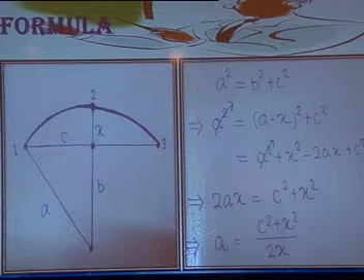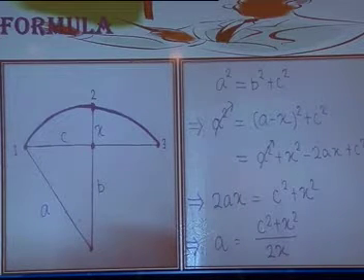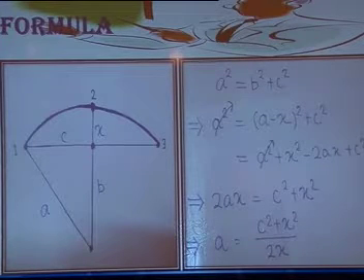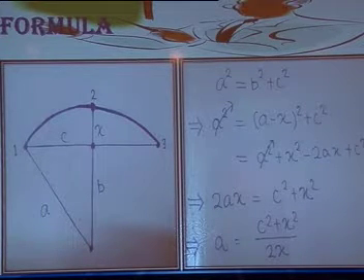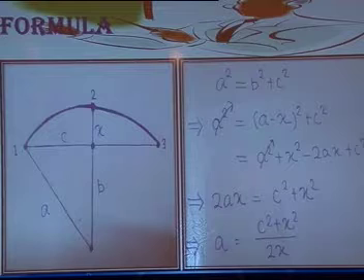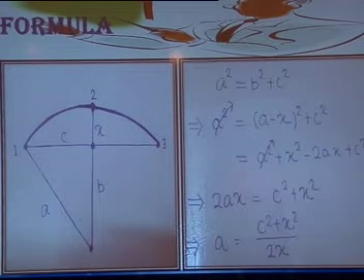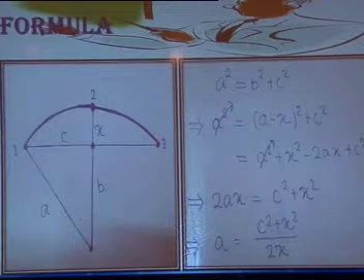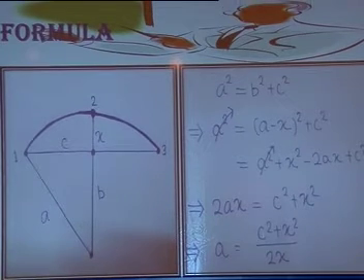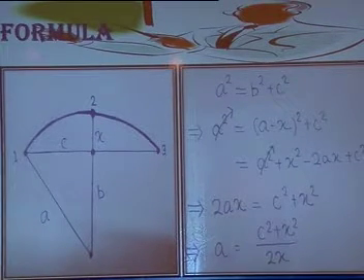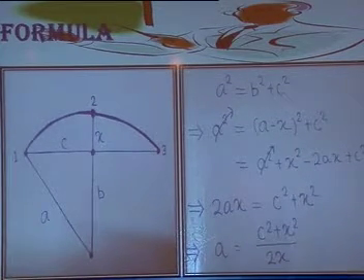Now the formula. As we know, the femur is a curved line, so the points are 1, 2, 3. If we draw the radius of curvature, assuming a center at this point, then the radius of curvature will be A. So A, B, C will constitute a right angle triangle, so that A square will be equal to B square plus C square. Finally we get the radius of curvature, that is A equals C square plus X square by 2X.